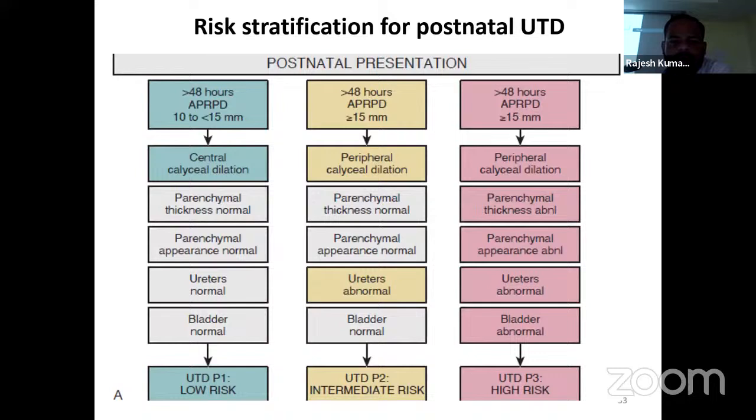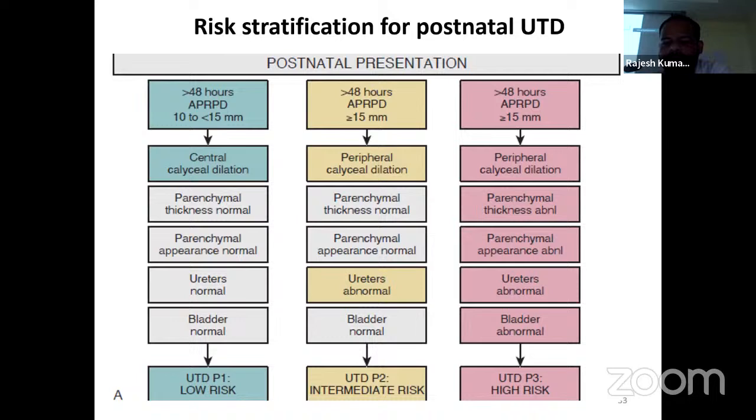Risk stratification for postnatal urinary tract dilatation is categorized into three groups: UTD P1 low risk group, intermediate risk group, and high risk group. Low risk group postnatal presentation is when anterior posterior renal pelvis diameter is between 10 to 15 mm with only central calyceal dilatation, and other parameters like parenchymal thickness, ureter and bladder are normal.